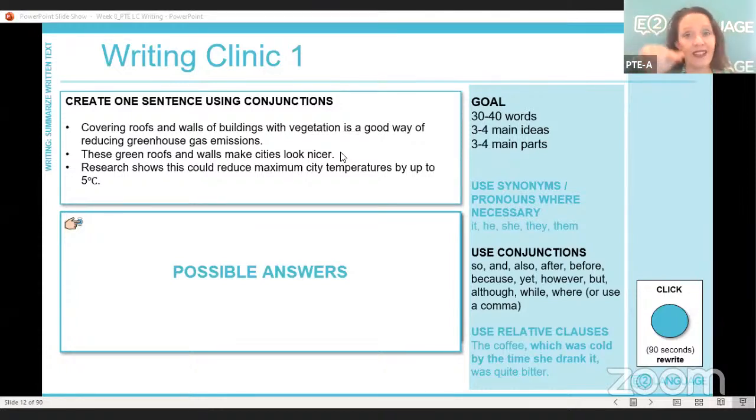Otherwise, you actually do need a semicolon before you use those type of linking words like in addition, furthermore, because they're used at the beginning of a sentence normally. It's like joining two independent clauses. So you need to put a semicolon if you put it in the middle. So you can do that, that's fine.